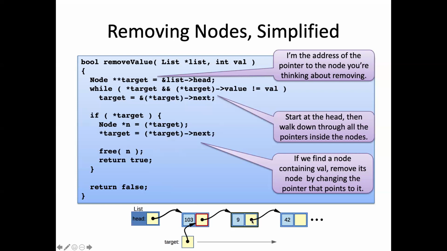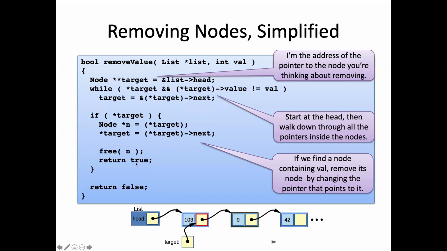I go look at its value field, that's this, I don't think I colored this one, but that's this pointer down here, and I assign that to whatever target points to. That changes this pointer, so it points past this 9 node. And then I've removed 9 from the list. The list now goes straight from 103 to 42. The only thing left to do is free the memory for this 9 node. Fortunately, I took a copy of a pointer to that node before I removed it, so now I can free it, and then return true.